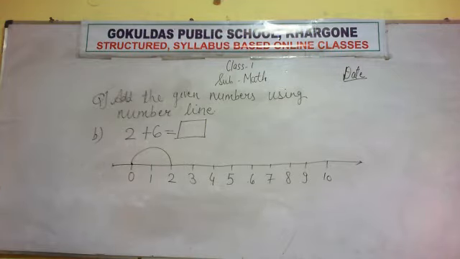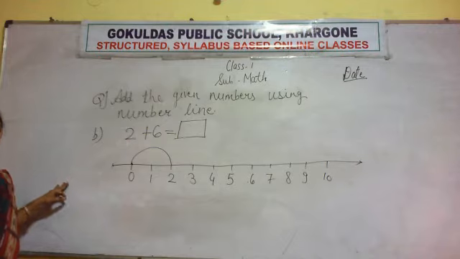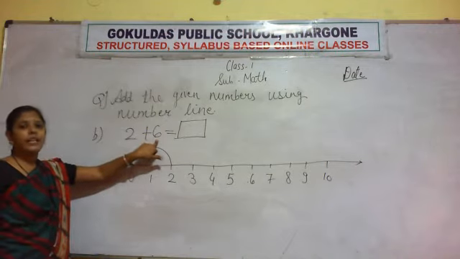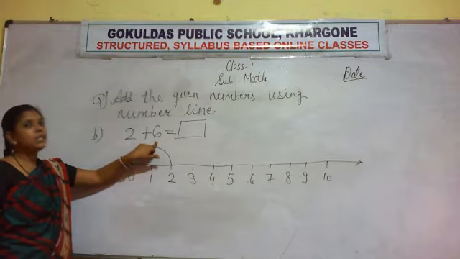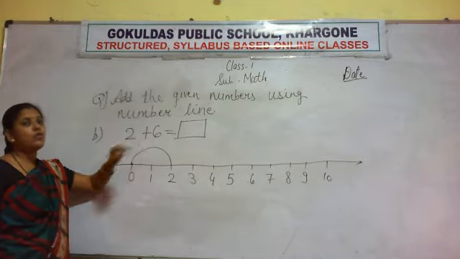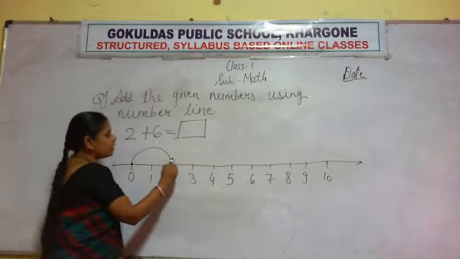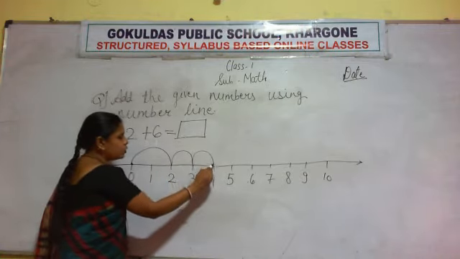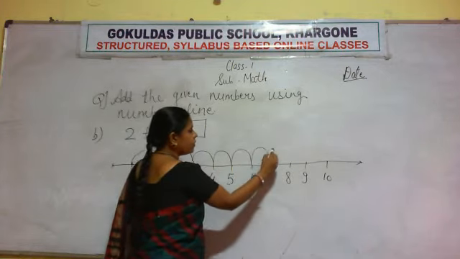Now what is our next step? In our next step we move one step ahead. So how many steps we have to move ahead? That depends on the second number. So what is the second number given here? The second number is 6. That means we have to move 6 steps from 2. So start moving. 1, 2, 3, 4, 5 and 6.